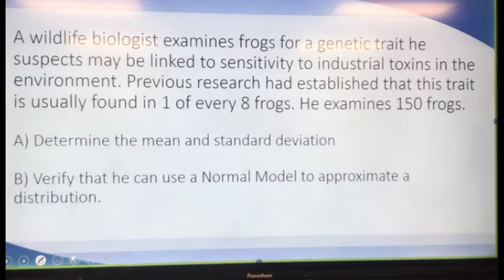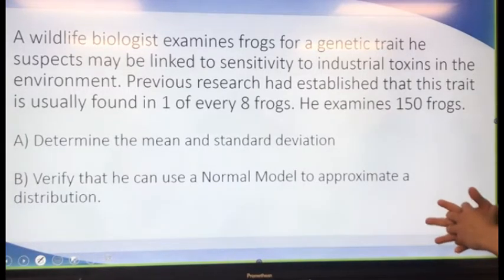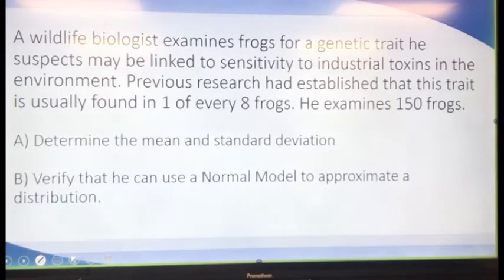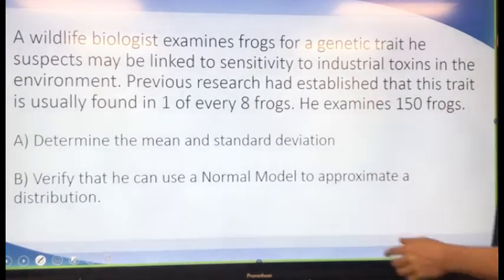A wildlife biologist examines frogs for a genetic trait that he suspects may be linked to sensitivity to industrial toxins in the environment. Previous research had established that this trait is usually found in 1 of every 8 frogs. He examines 150 frogs. Determine the mean and standard deviation. Verify that he can use a normal model to approximate the distribution. So how do I find my mean again?